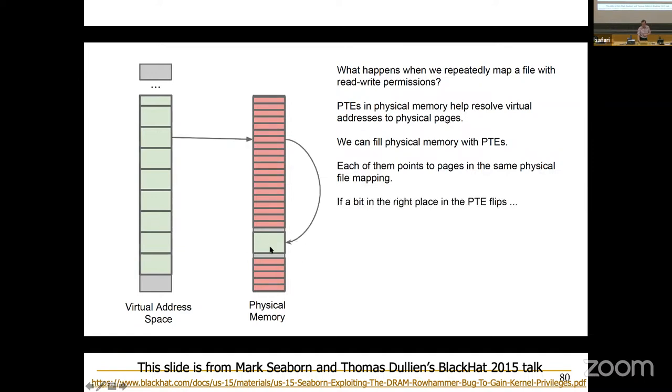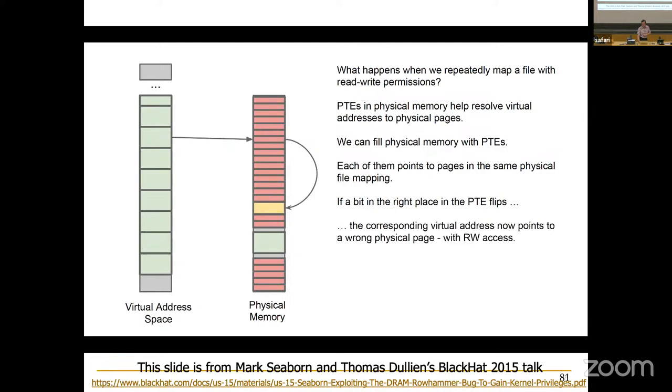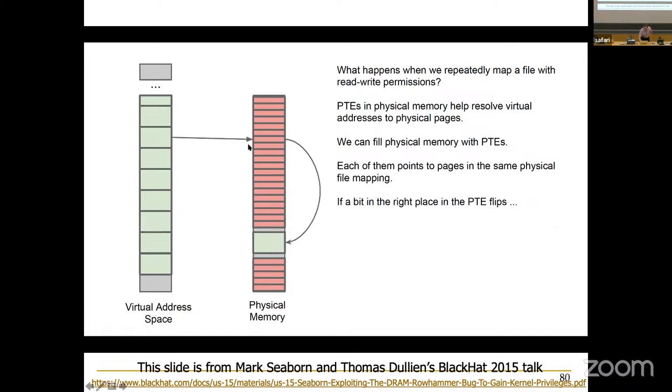Now, if a bit's in the right place and the page table entry flips, the corresponding virtual address now points to a wrong physical page with read-write access, because we opened the file with read-write access. We're able to write to this. So whenever we access this virtual address, this page table entry tells us you can write to this part of the file that's cached in physical memory.